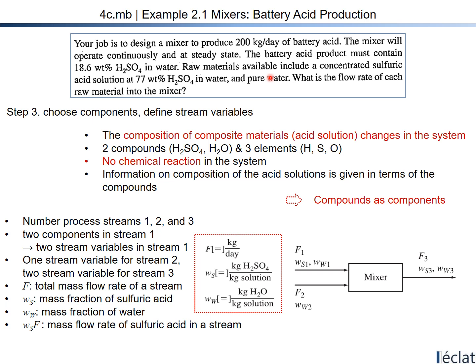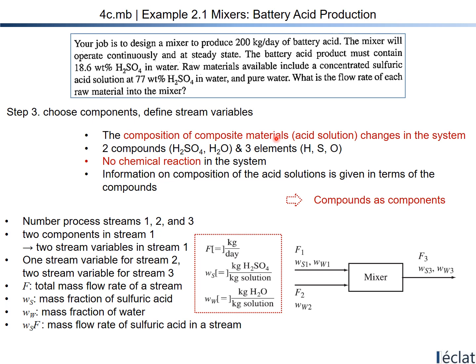Sometimes anything is okay. Sometimes you cannot use one of them. Sometimes it is better to use one of them. The composition of composite materials changes in the system, right? So the first composite material was 77.8% sulfuric acid in water. Then in the final product, these composite materials are changed into 18.68% in terms of composition. So the compositions of the composite materials are changed. So we cannot use the composite materials as the component for this process, for the calculation or for the material balance equations.